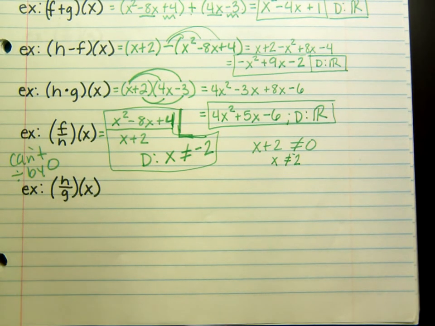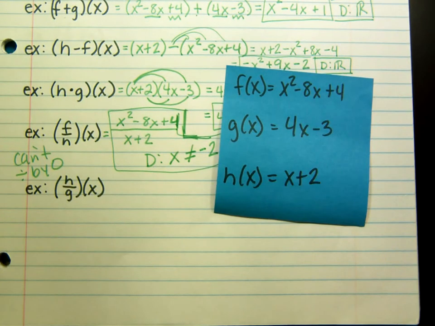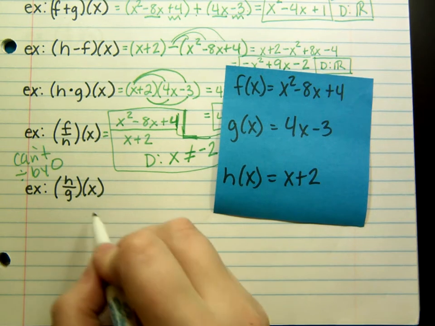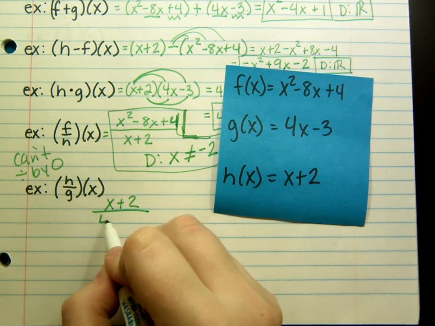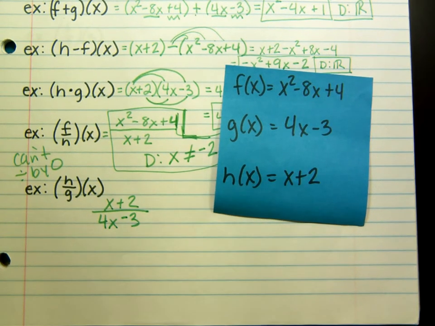h over g of x. So h of x is x plus 2 over g of x, which is 4x minus 3. Now neither of these are factorable, and I can't reduce this. Nothing's going to cancel out. So I can't do anything more to that part of it.